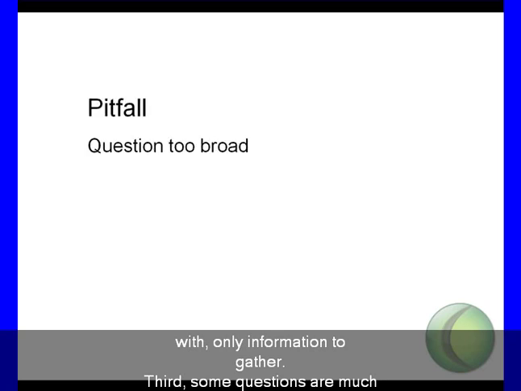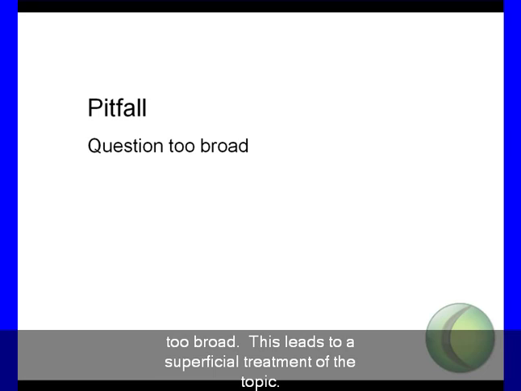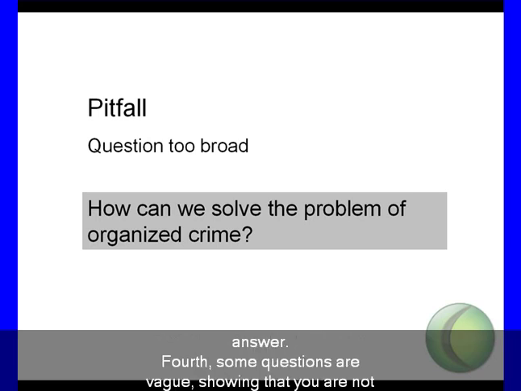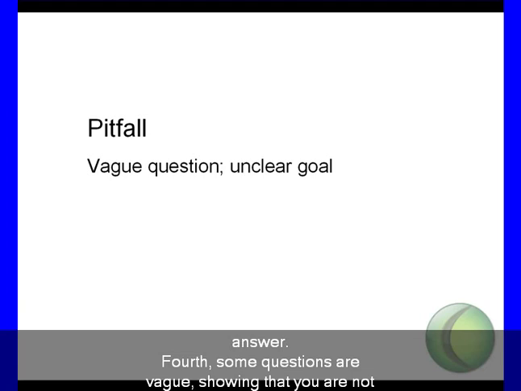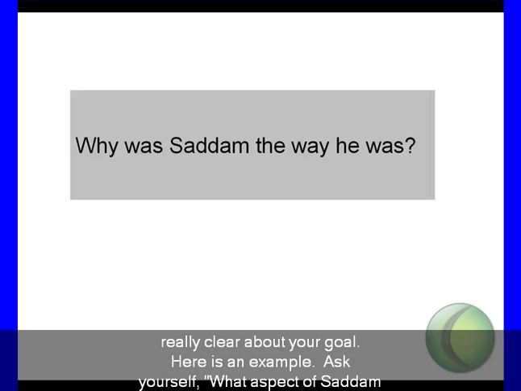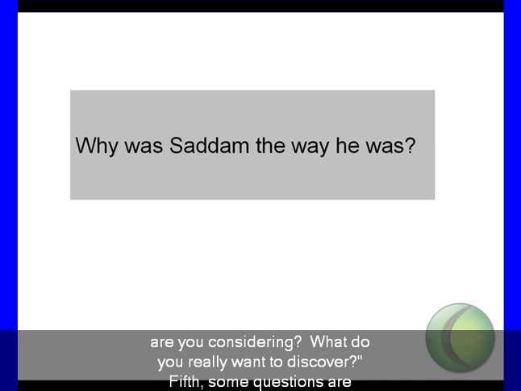Third, some questions are much too broad. This leads to a superficial treatment of the topic. Here's an example. Notice how much data you would need to cover in order to provide an answer. Fourth, some questions are vague, showing that you're not really clear about your goal. Here's an example. Ask yourself, what aspect of Saddam are you considering? What do you really want to discover?